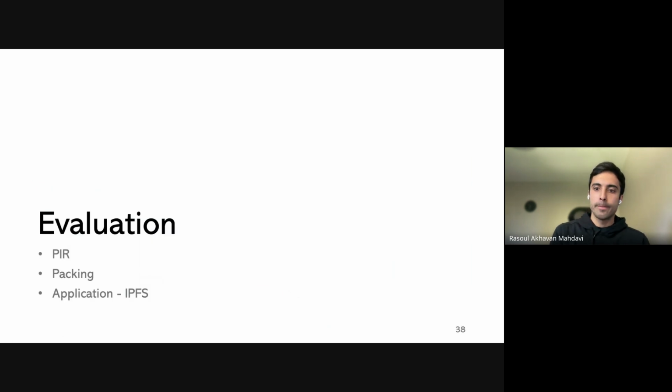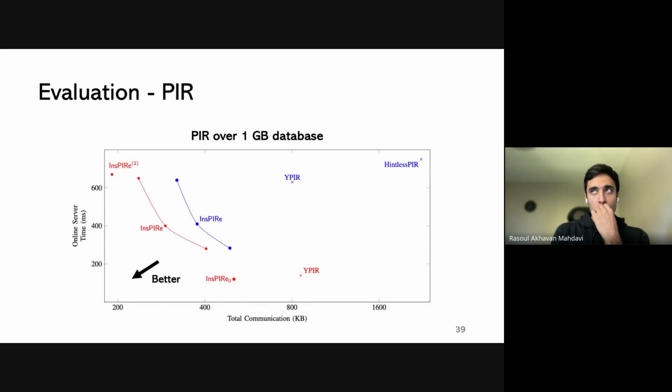Okay, so with that, I'll go into the evaluation. The first part of the evaluation is just for PIR over a 1 GB database. This shows the communication and computation cost for performing one query over a 1 GB database. On the left y-axis, you can see the runtime, and on the x-axis, you can see the communication cost for that one query. So you generally want to be on the bottom left.